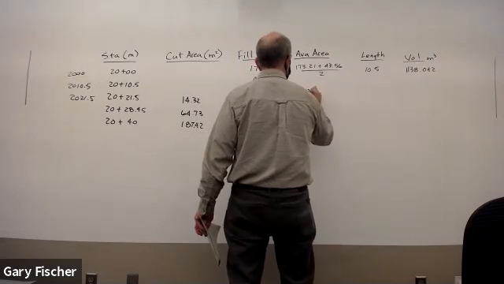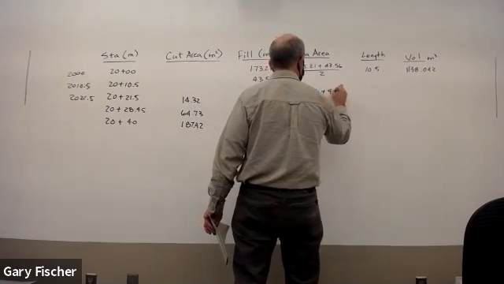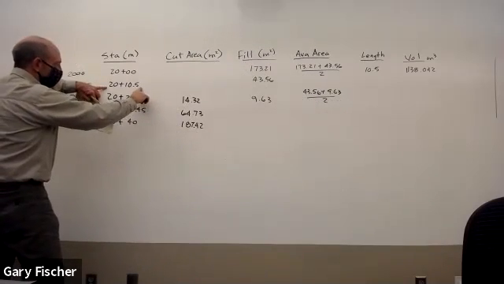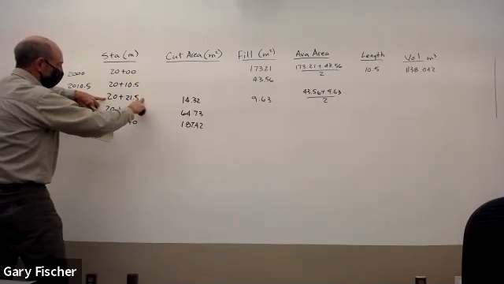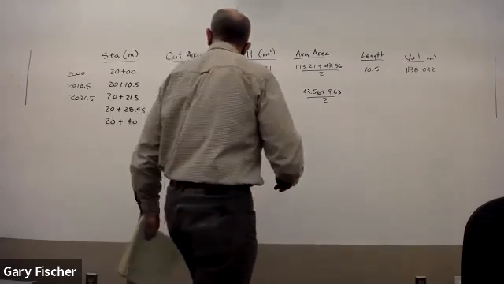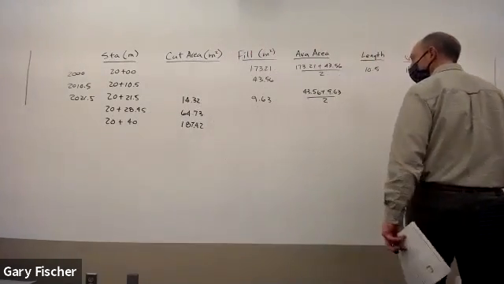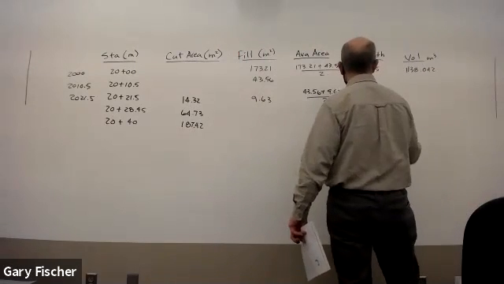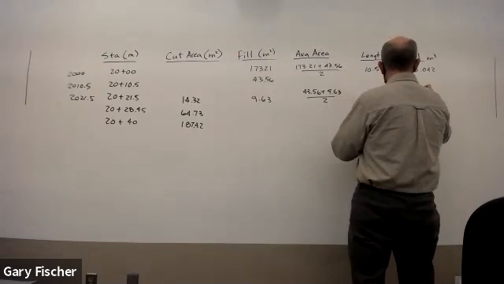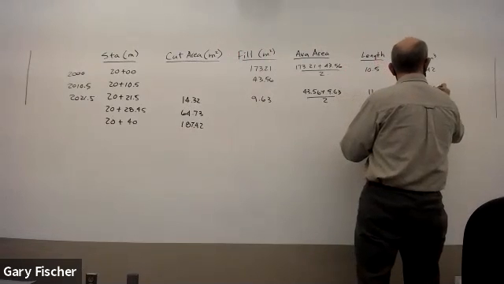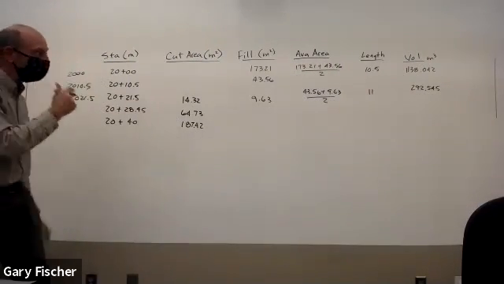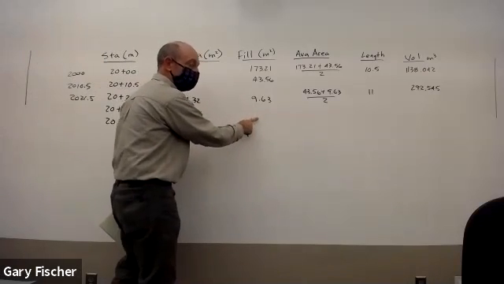We do the same thing down here. We've got 43.56 plus 9.63 divided by 2. The length between these two sections is 21.5 minus 10.5, so it's 11 meters. If you calculate that, you get 292.545 cubic meters.